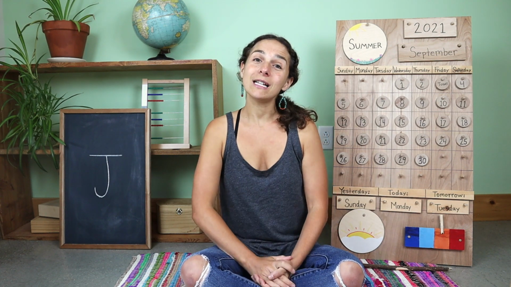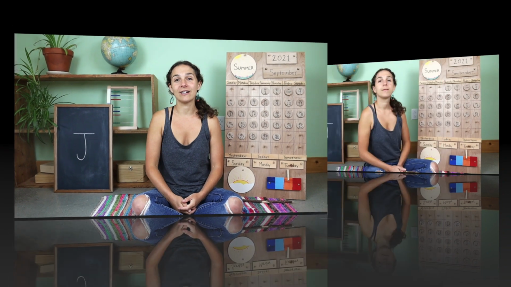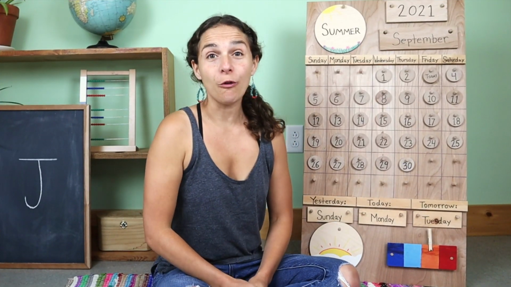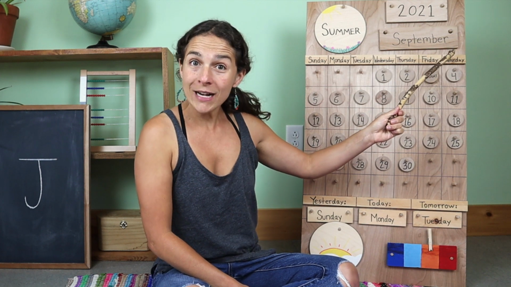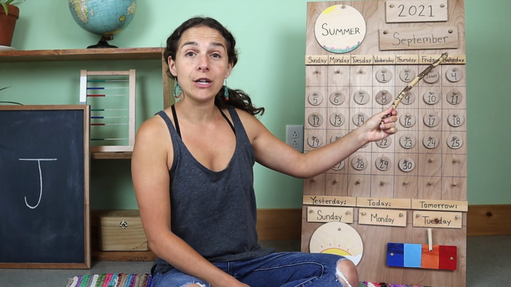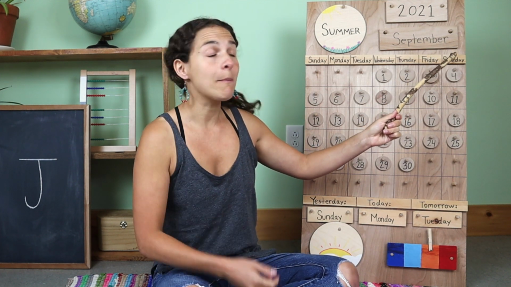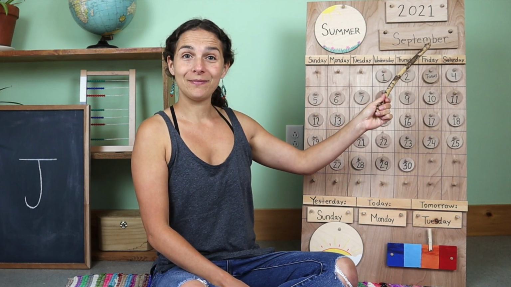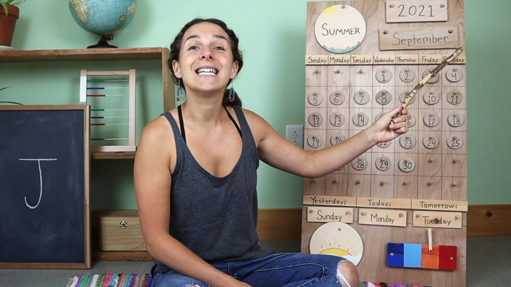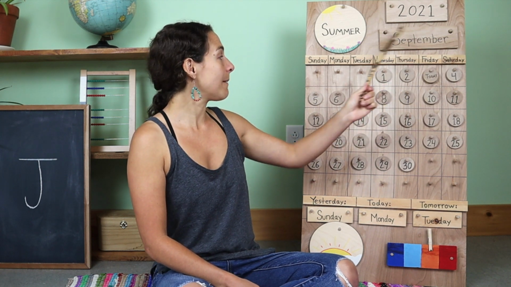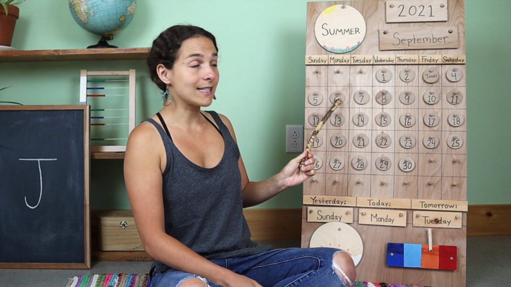And now let's move on to the calendar and weather chart. First, let's go over the date. Right up here we have the month, and recently we started a brand new month. Do you remember what the month is called? September. You're right. Today is September 6th.